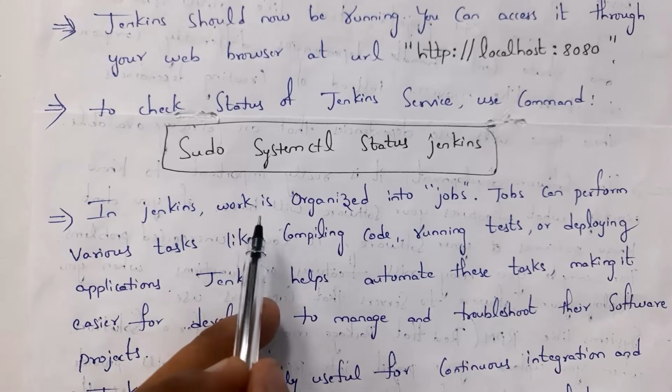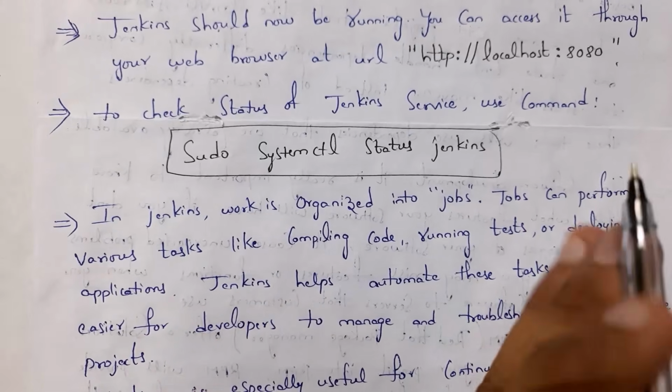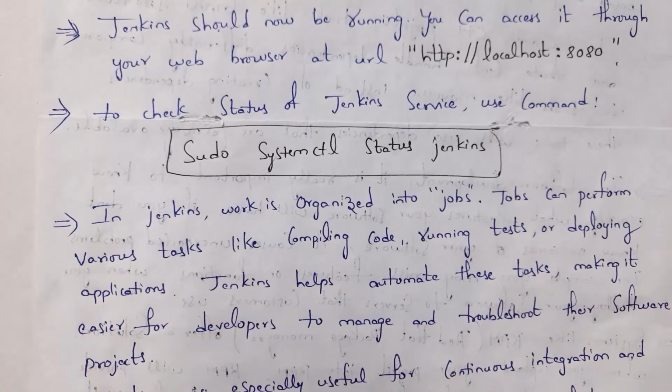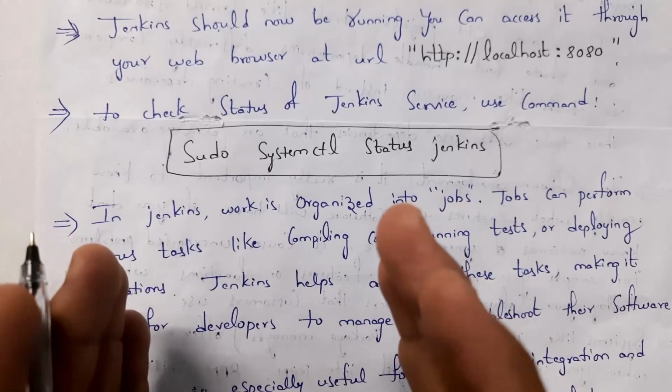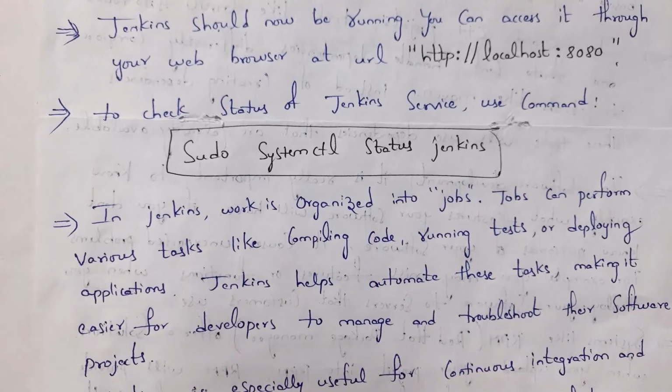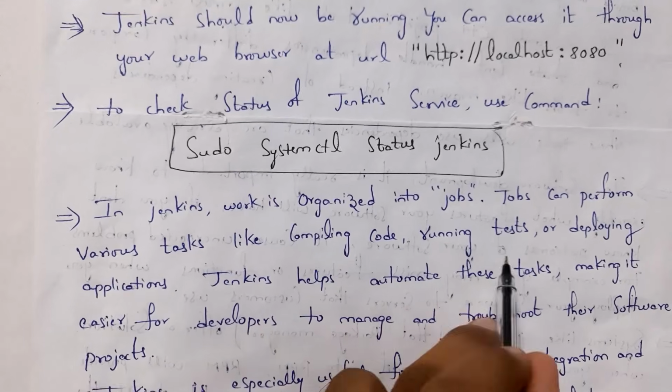In Jenkins, work is organized into jobs. Jobs can perform various tasks like compiling code, testing code, deploying applications and so on. Guys, in Jenkins, we don't call work a task. We call work a job. For example, let us say I want to compile code and I want to test that code. So we call it a job.